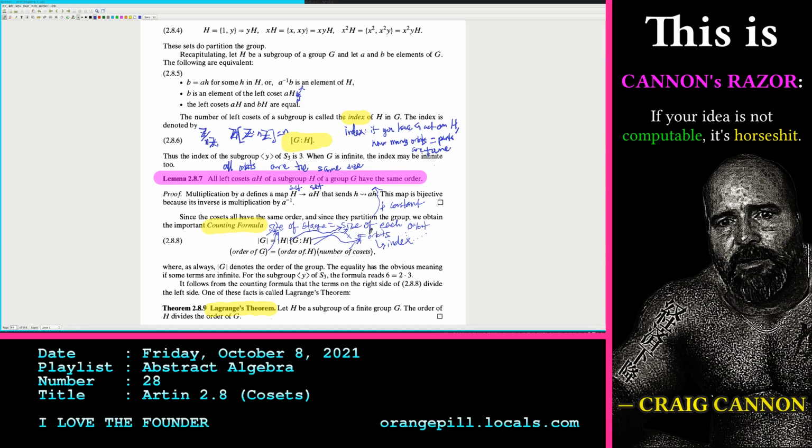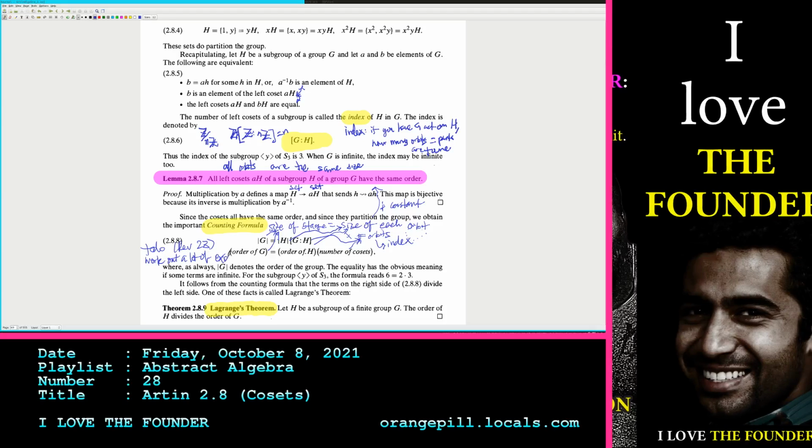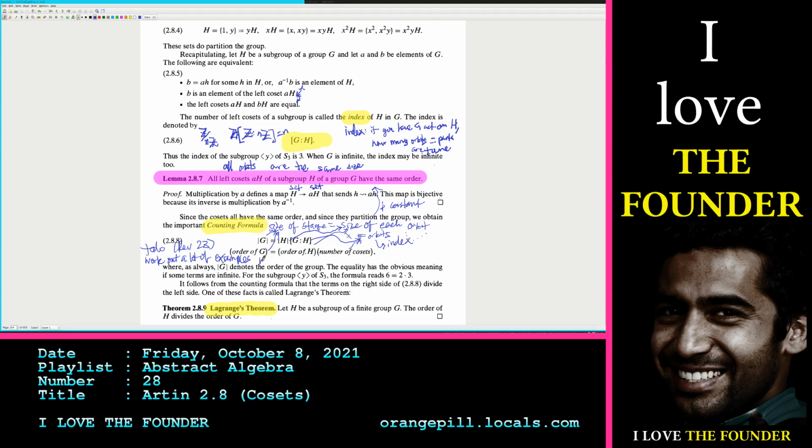We're going to work out a lot of examples with S3, because I think S3 is the simplest non-commutative group. That's why he keeps going to it. He references S3 multiple times in every single section. This will be in Rev 23.